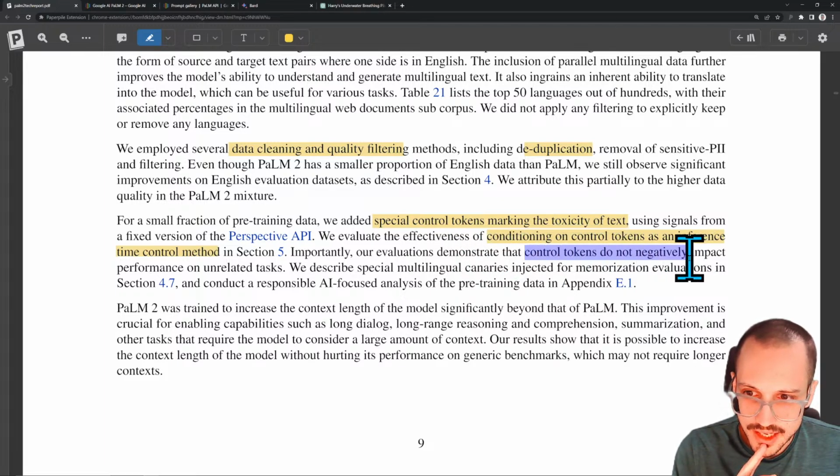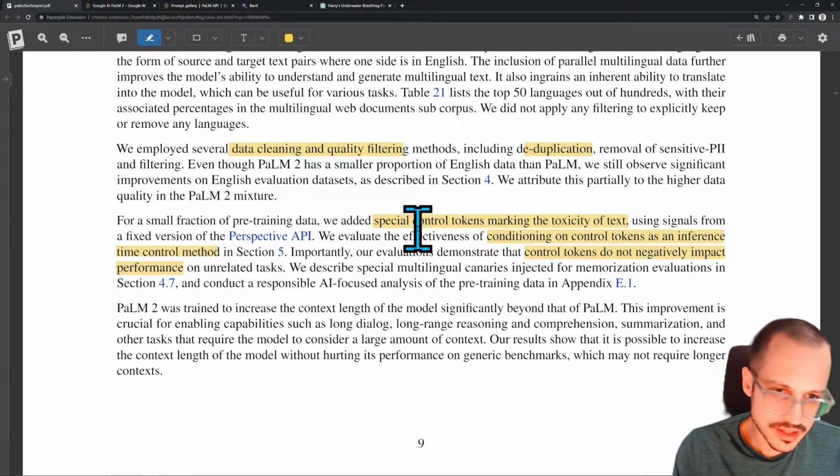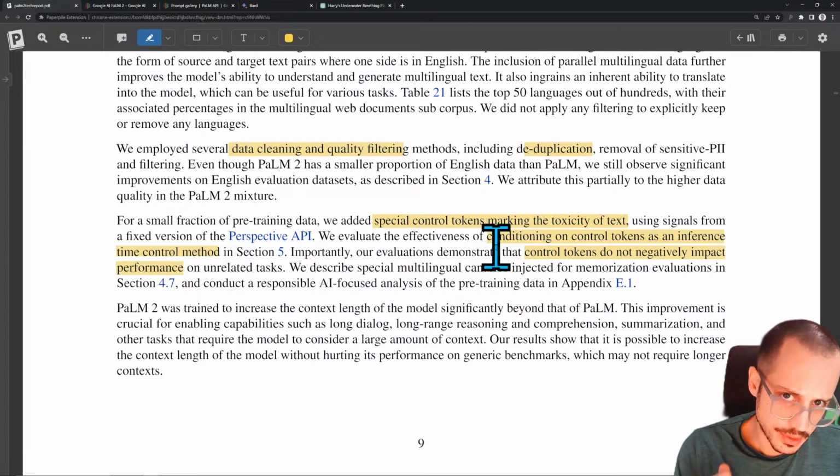Control tokens do not negatively impact performance. Yeah, so why are they doing this? I think the reason they're doing this is because right now the control token, they're kind of showing you, I don't know, maybe about toxicity or something like that, but I bet you the whole point of this is that the control token will eventually be a user embedding.